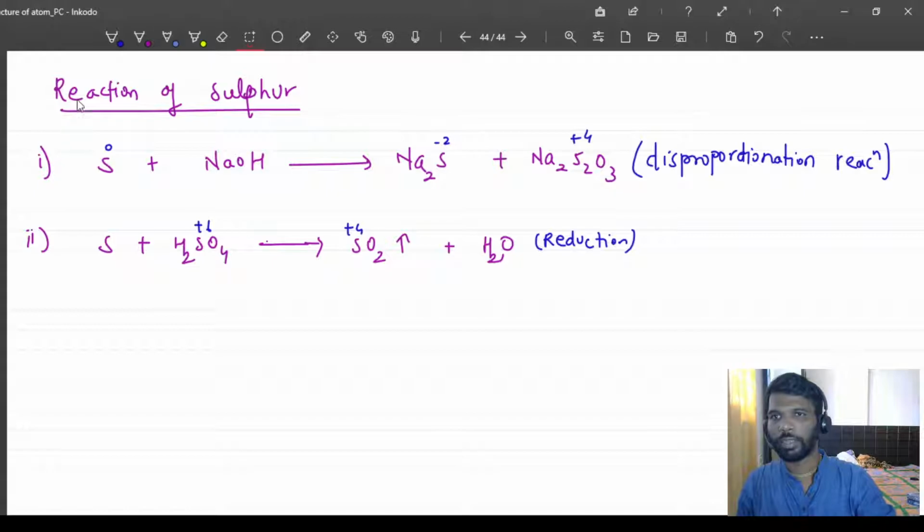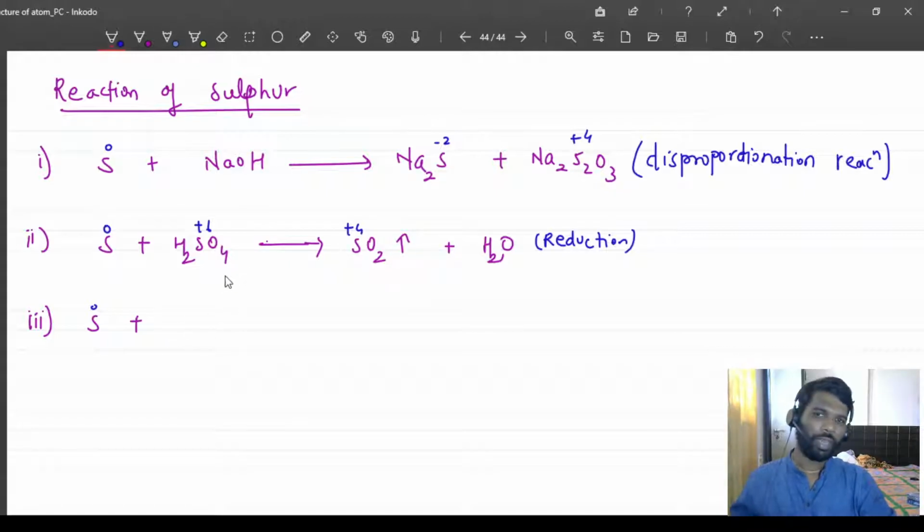Next is concentrated HNO3, means sulfur reacting. Here also the oxidation state of sulfur is 0, and it is changing to +4. Like I can show this, 0 to +4. This is also oxidation.